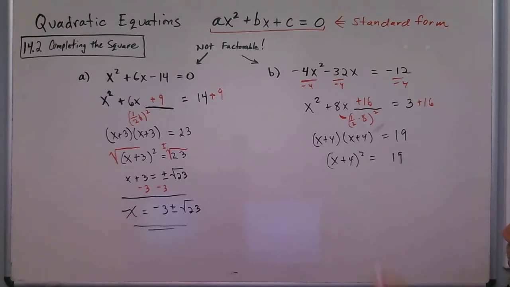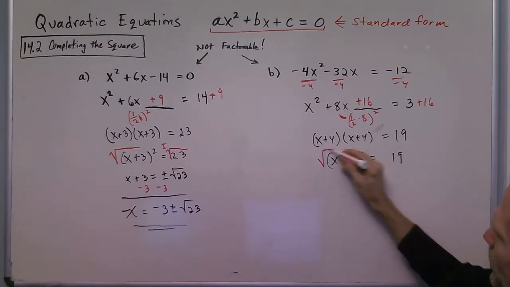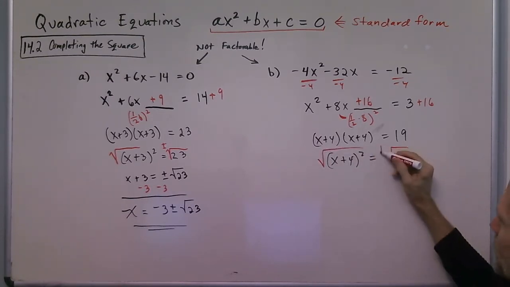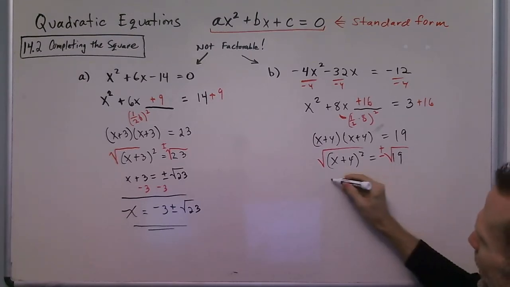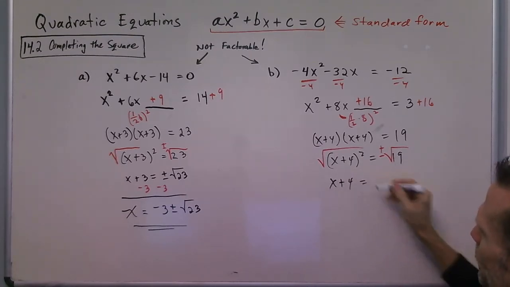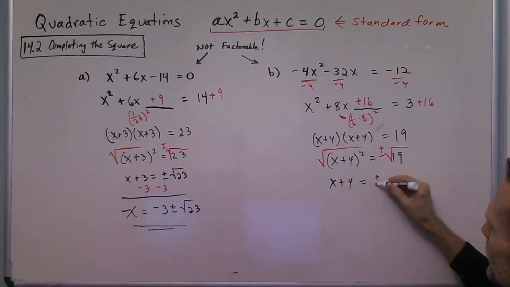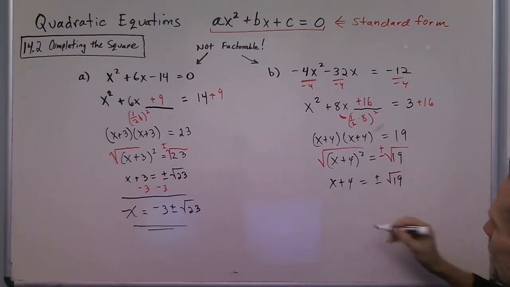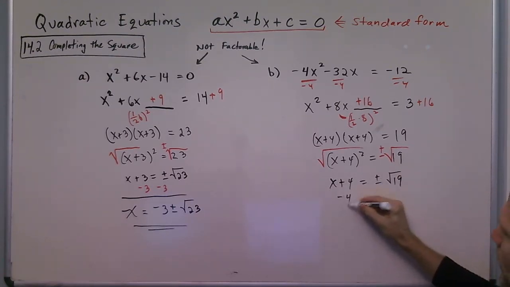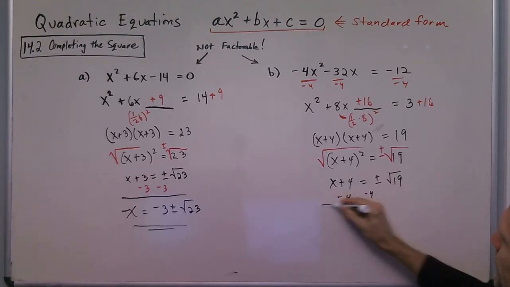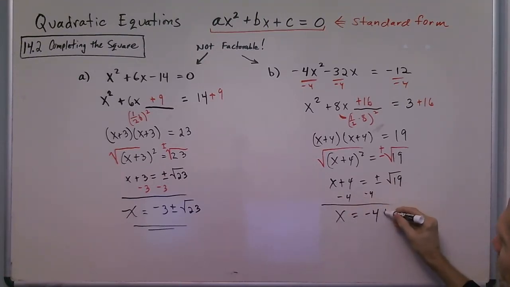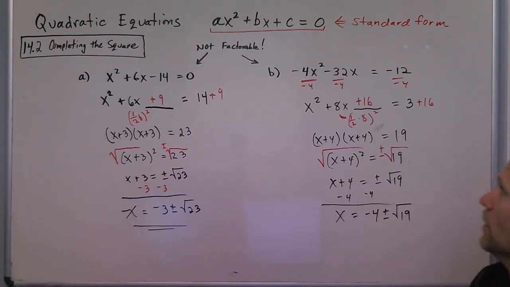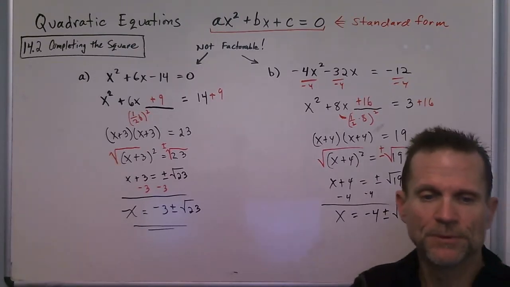That's now a perfect square binomial. We can square root both sides, remembering our plus minus, and we have x plus 4 equals plus or minus the square root of 19. Subtract 4, and we have x equals -4 plus or minus the square root of 19. Okay, so that's the first two examples of completing the square.